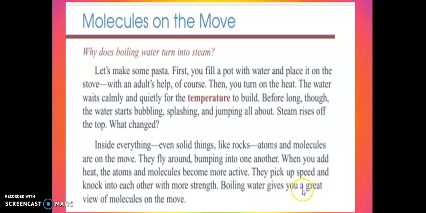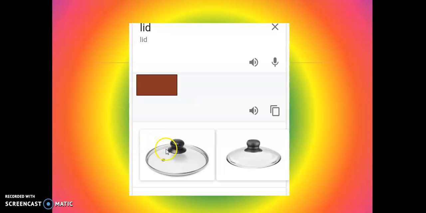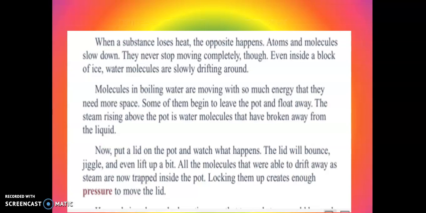Boiling water gives you a great view of molecules on the move. How can we see this? When we put water, the vapor, or the steam, is going to move this. Have you seen that? It's super interesting. This vapor is moving, but what is making the lid move is the molecules on the move. This is the real meaning of the lid moving, right?